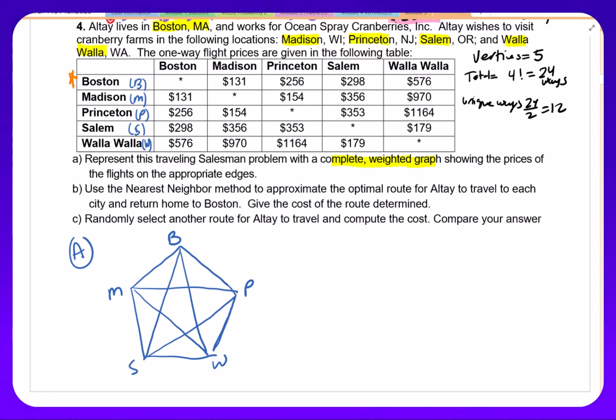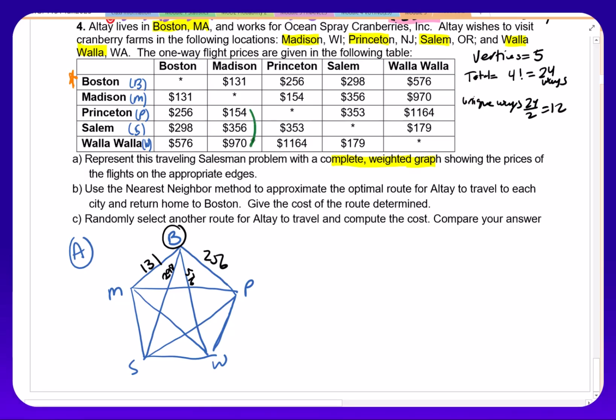I'm going to now add to those pieces all of my edges. So remember the edges going from Boston, which is my original city. I always like to put that one, star it somehow. 131, 256. My 2 inner pieces will be the Salem and Walla Walla. So Salem would be the 298, and the Walla Walla would be the 576. So you can put the units on there, or you could put them in the title. But you do need to say that these are the cost of one-way flight prices. So I'm done with the first one.